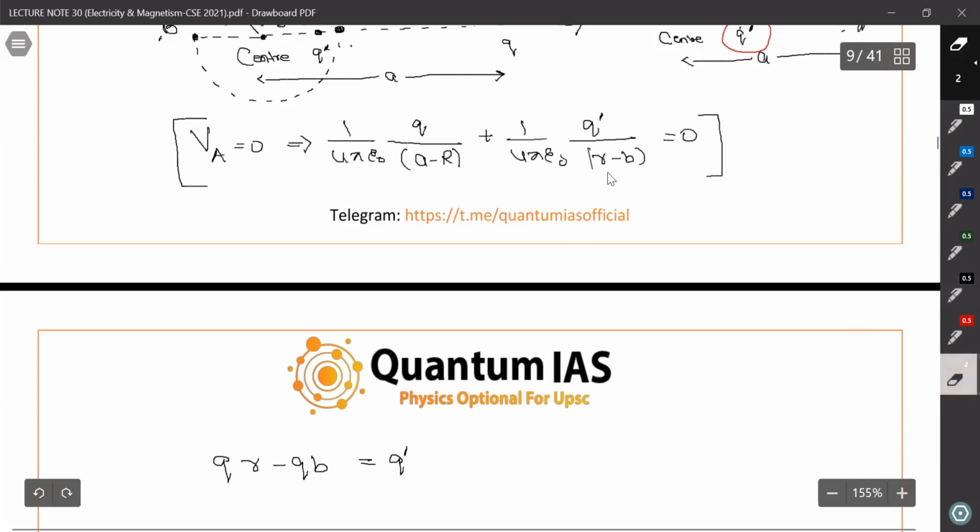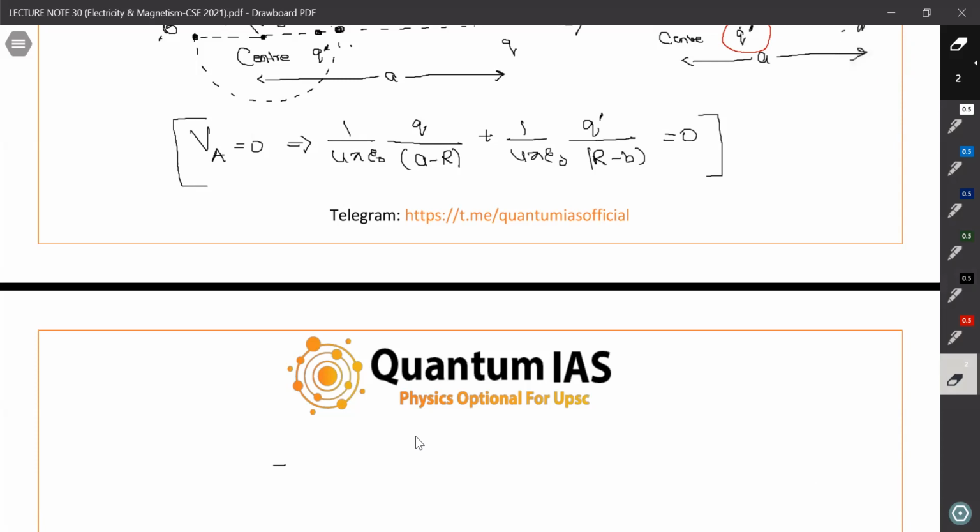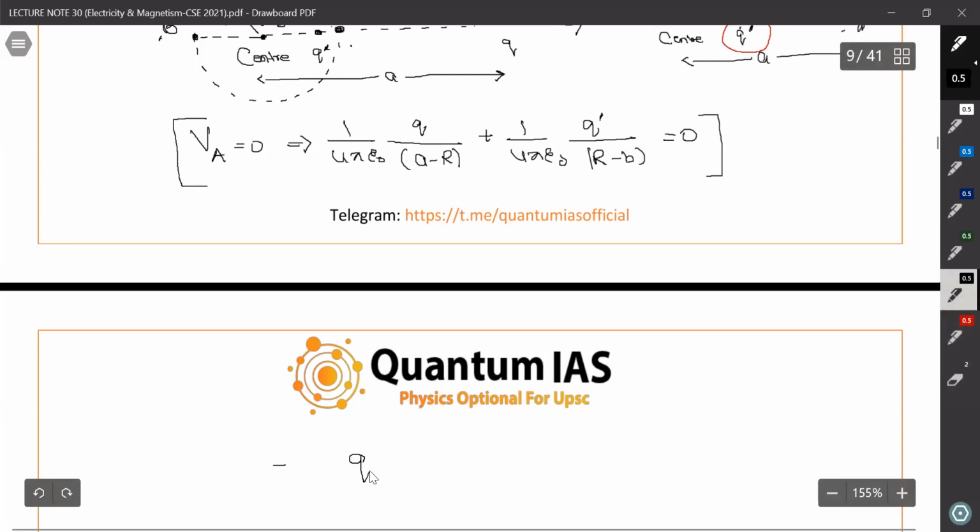Where did the small r come from? This is capital R, right? The radius. QR minus QB, is it correct? Yes. QR minus QB is equals to Q dash R, minus Q dash A. Yes, this is one equation.